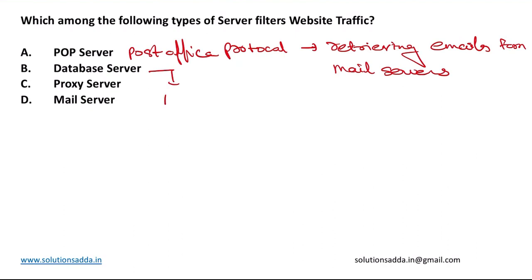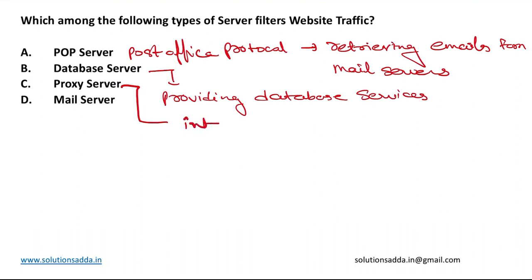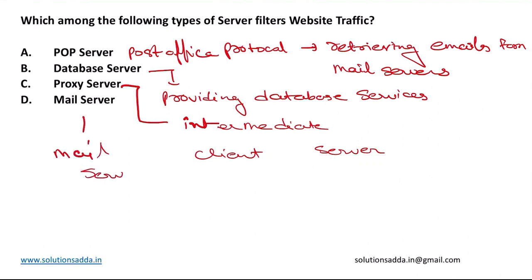Database server is used for providing database services. Proxy server acts as an intermediate between client and the actual server. So the traffic or the request which is coming from the client side is being filtered, and the mail server is to provide the mail services for the intended recipients. Therefore, the correct answer for this question is option C, proxy server.